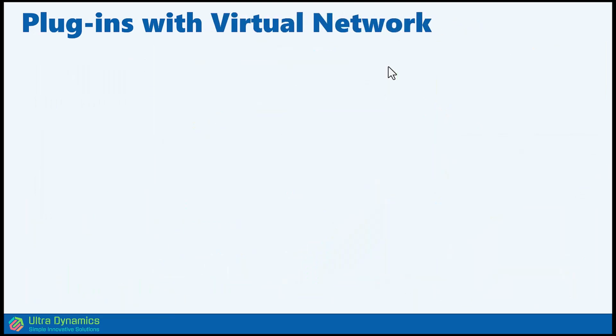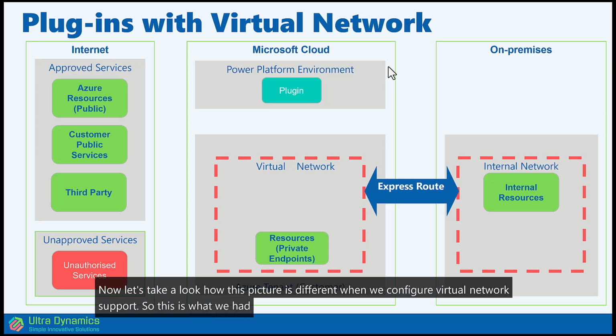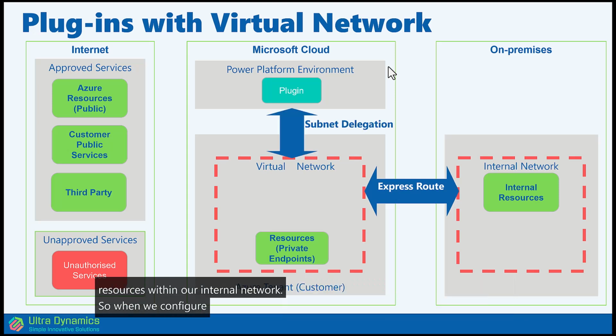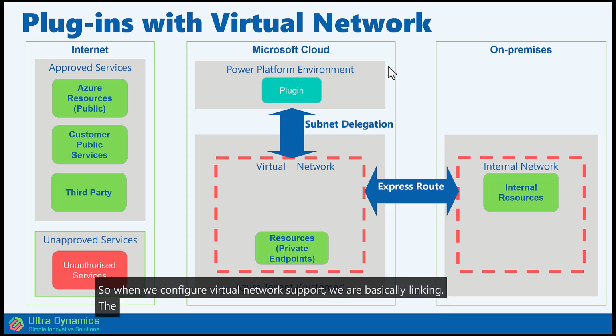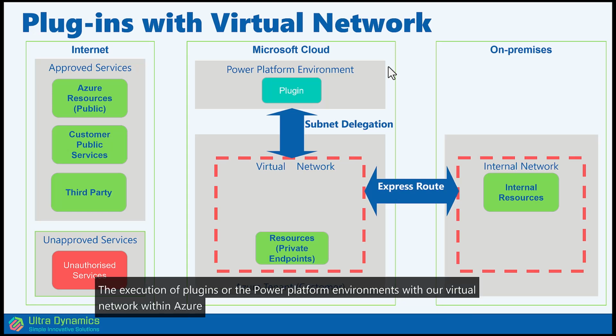Now let's take a look how this picture is different when we configure virtual network support. So this is what we had previously. So we got our approved services, unapproved services, our private resources within Azure, and also our internal resources within our internal network. So when we configure virtual network support, we are basically linking the execution of plugins or the Power Platform environment with our virtual network within Azure using Subnet delegation.